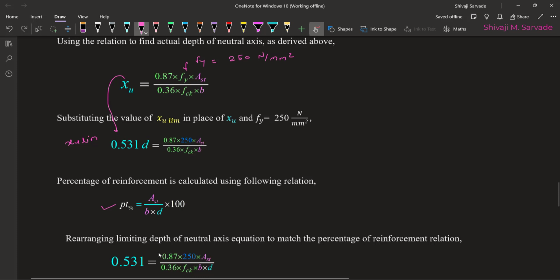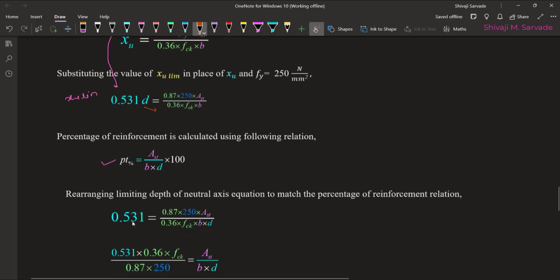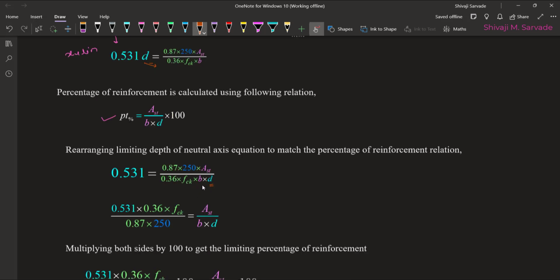So the first obvious step would be to send this D to the right hand side. 0.531 will be on the left hand side, and everything else is on the right hand side, including this D which we have shifted to the right hand side. Now shift everybody such that the right hand side becomes this form, AST by BD. So we'll send this entire portion to the numerator and this entire portion to the denominator on the left hand side.